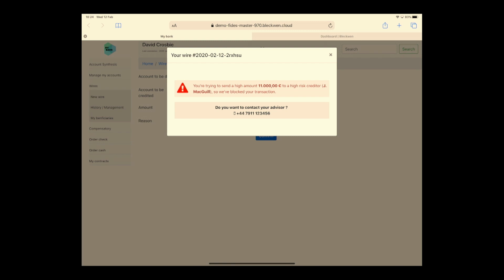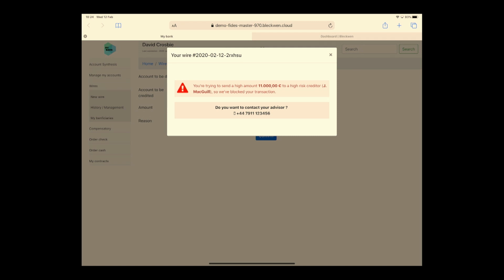And we're using another technique here called explainability. In this context, this is consumer explainability, so that the consumer, in this case David, can understand why the transaction is blocked, and it's not just hidden in the ether of the banking system.